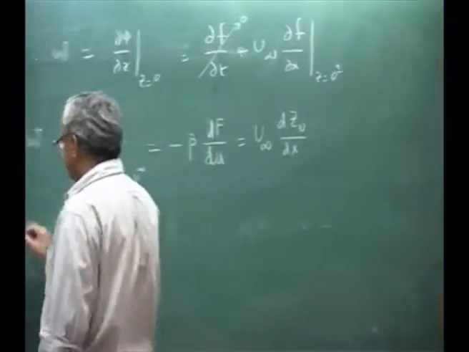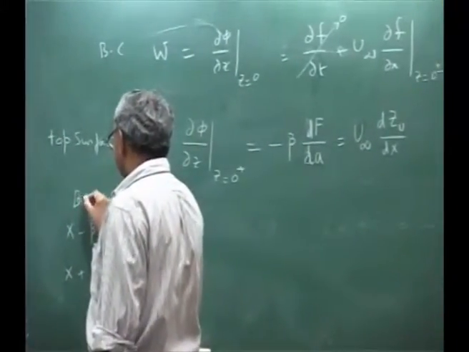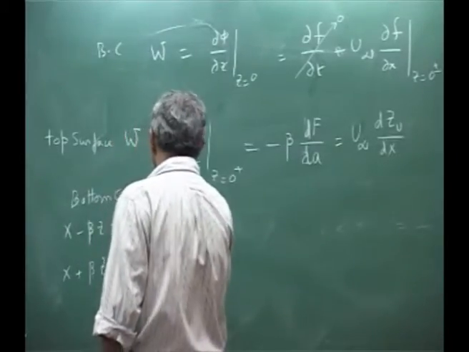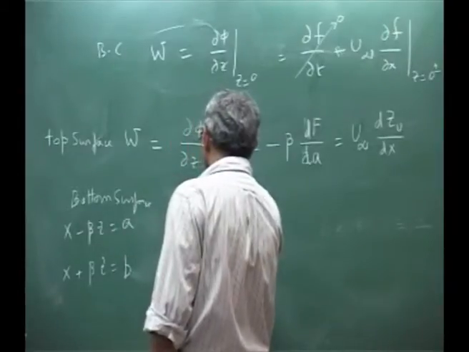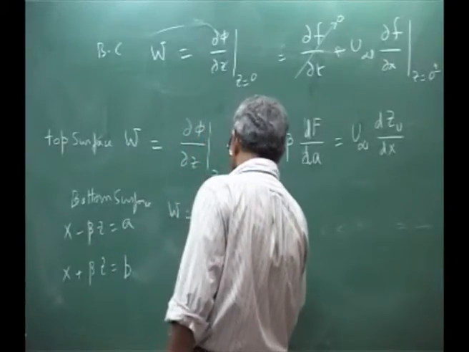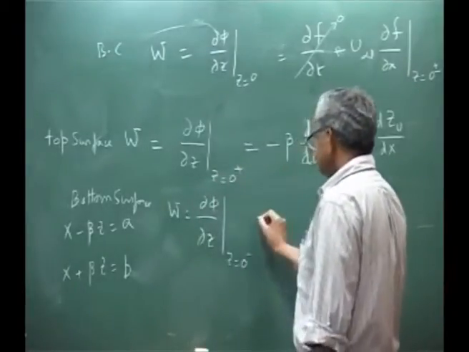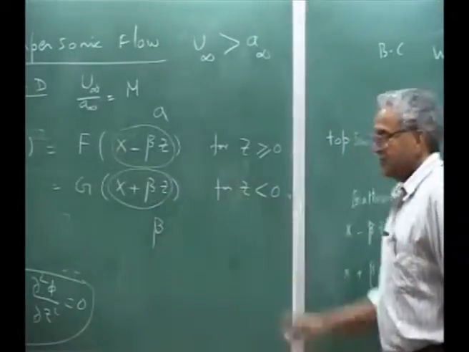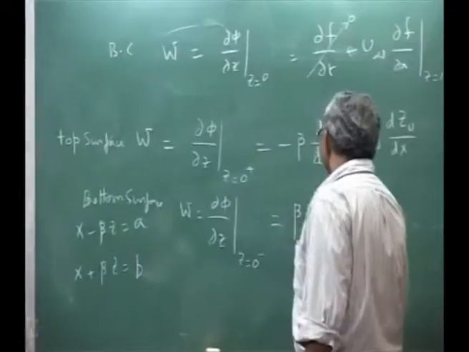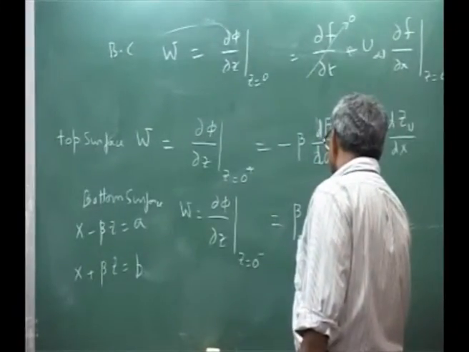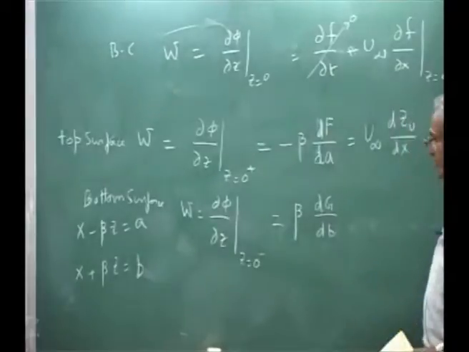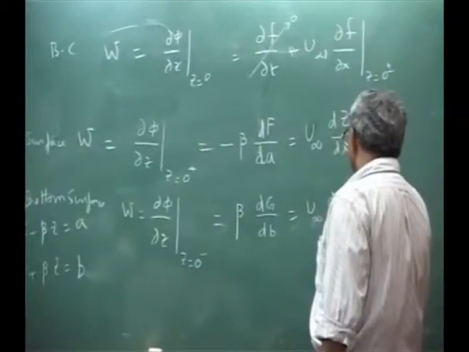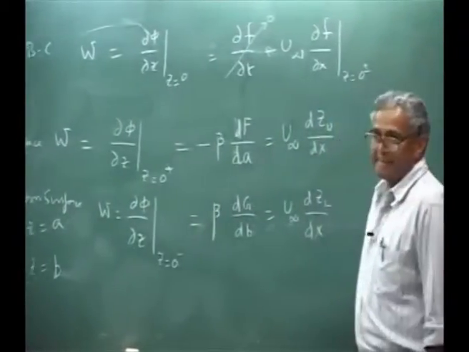And when you go to the bottom surface, your W, which is delta phi over delta z at z equals 0 minus, because you know z less than 0, this is the solution. So you will get beta dg over dB, which is again equal to U infinity dz lower surface by dx. Okay.